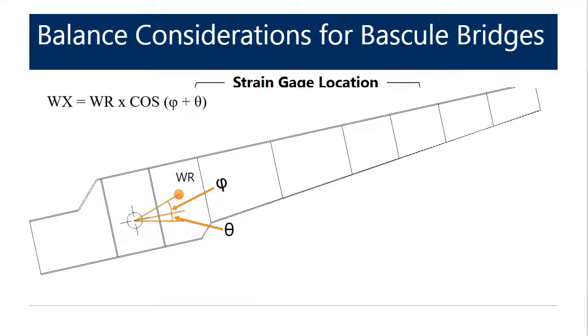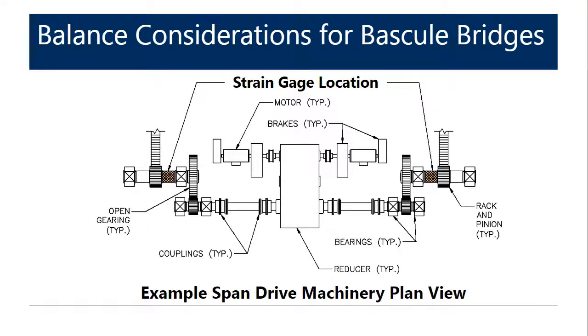This is a typical generic example of what span drive machinery may look like for a bascule bridge. At the center, you have your high-speed machinery, your brakes and your motors, applying torque through a gear reducer, outputs to a cross shaft, some open gearing supported by some bearings. Ultimately, terminates at a rack and pinion. That could be a curved rack for a trunnion bascule or a flat rack for a rolling lift or what have you. But the important thing is that you want to install your strain gauges as close to the rack pinion as possible. This will eliminate any inefficiencies that exist further down the drivetrain.